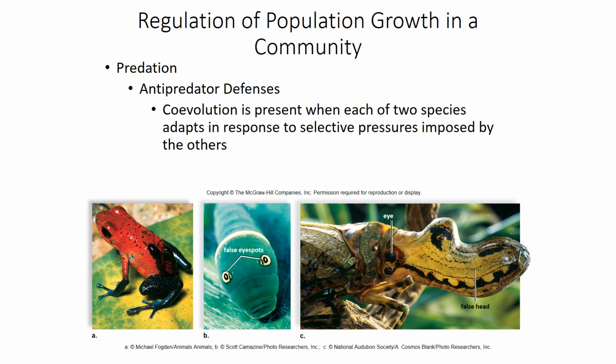Some anti-predator defenses that some organisms have actually just help them stay alive. And you can see that coevolution is present when two species adapt in response to pressures that are put upon them by the environment and the organisms that live around them. Now, just so you know, A here, this poisonous dart frog secretes skin secretions that are used by natives to make their arrows really lethal. This is a poisonous dart frog, excuse me.